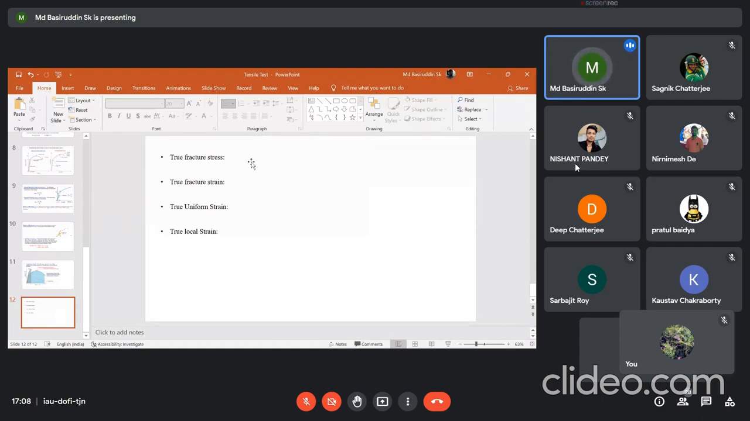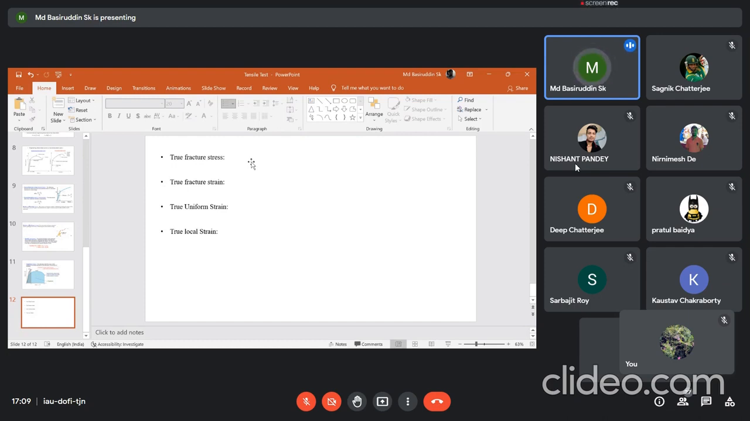Now, the corresponding fracture strain you can calculate by knowing the cross section at the fracture load and the initial cross sectional area of the gauge. If you want to represent that, it would be ln A0 by AF. Okay, so please try to calculate that one.